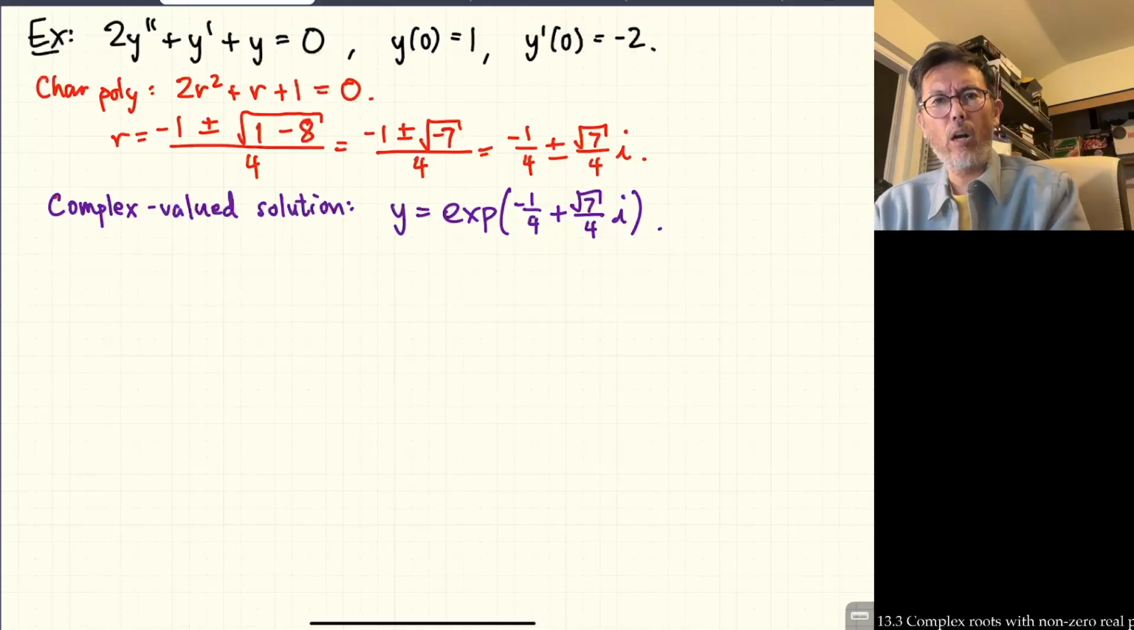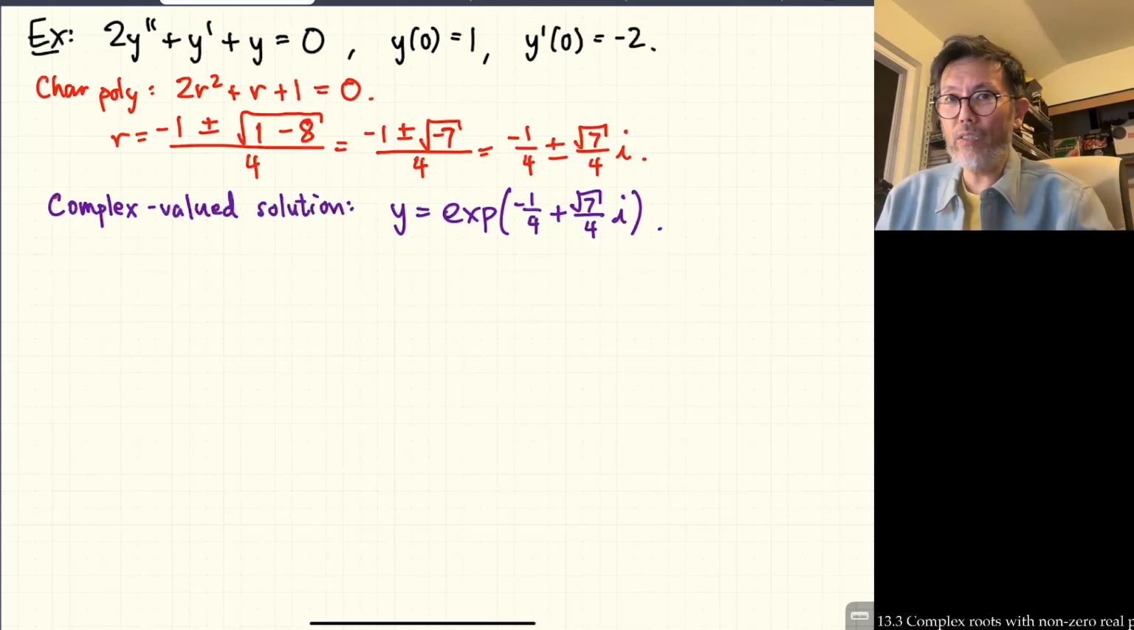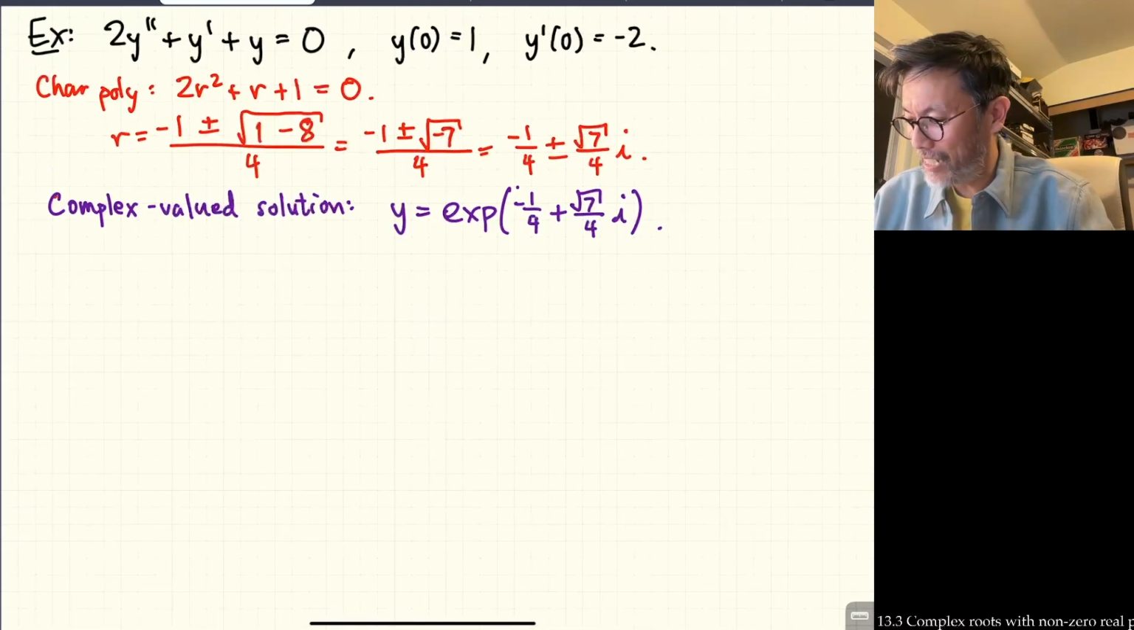Oh, I'm sorry, I messed up. This is not a solution, this is just a constant right now. In order to make it a solution, I need a function here. So let me put parentheses there and put an x in front. Okay, much better now.